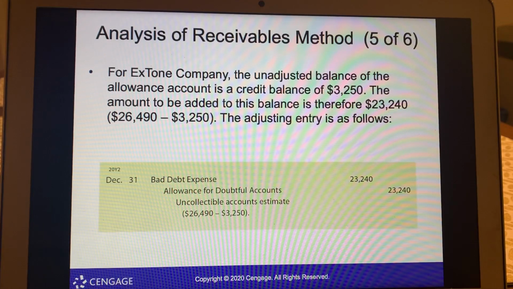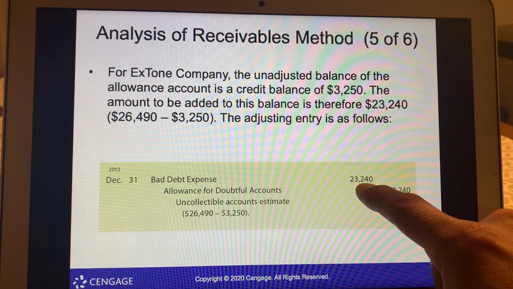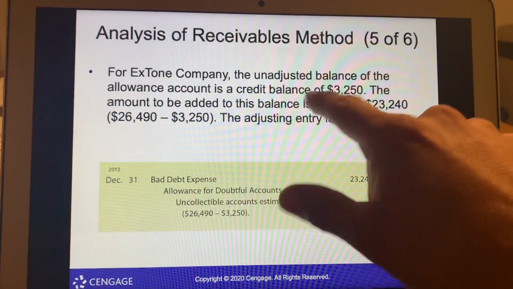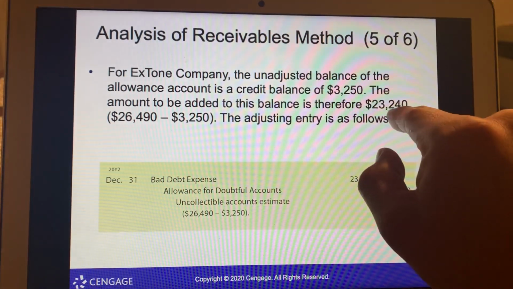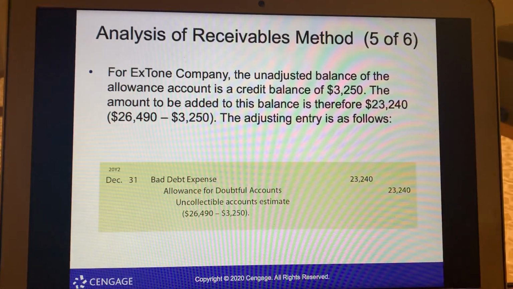So here's an analysis. Here's our bad debt expense for 23,240. The numbers are right here as well. Here the balance 3,250, 26,490. So 26,490 minus the 3,250 gives us that 23,240. So 23,240 is going to be debited, and our allowance for doubtful accounts is going to be credited 23,240.